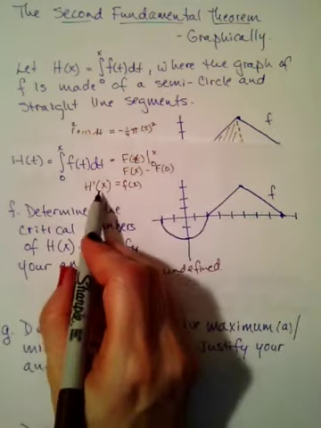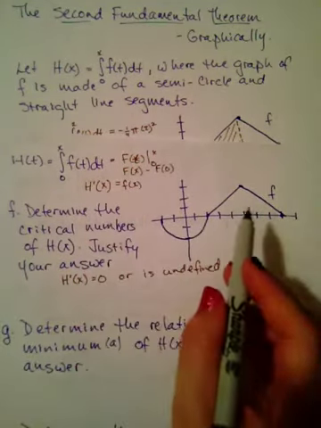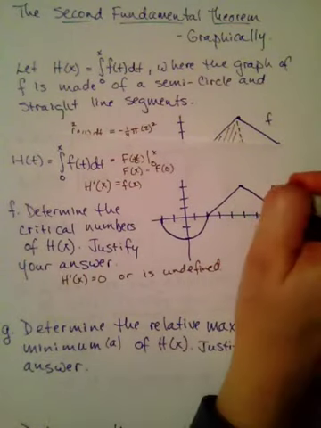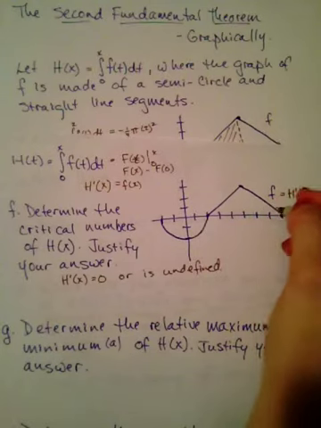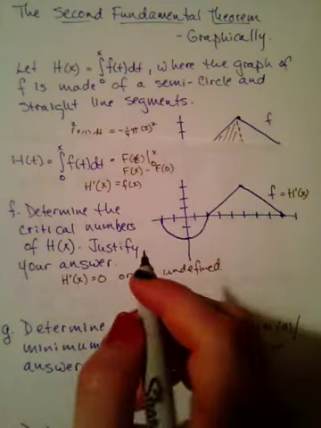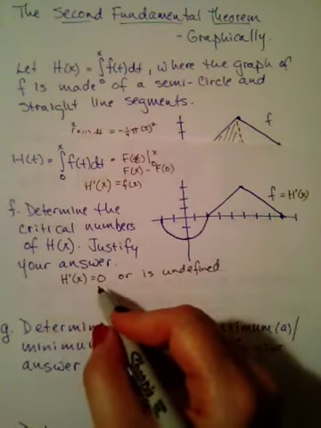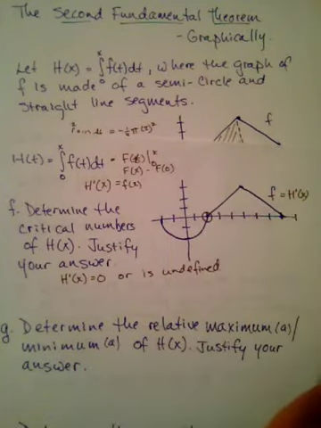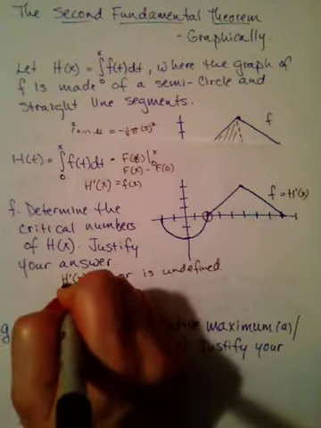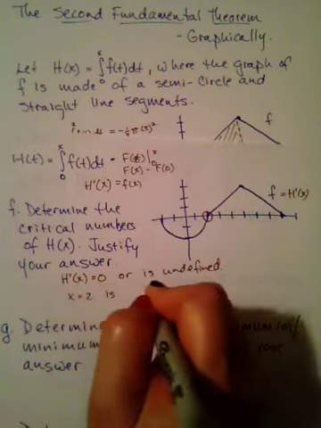So my h prime of x equals f of x, so it's actually this graph. This is my h prime of x. So what this really is, is the graph of a derivative. So where is h prime of x equal to 0? It's right here. So I would say x equals 2 is a critical number.